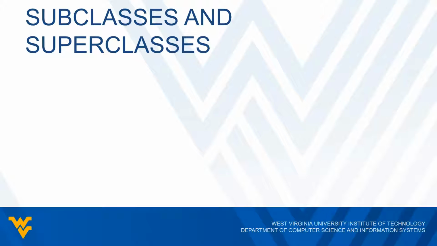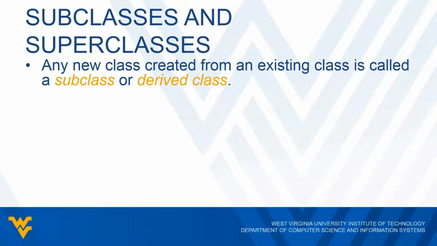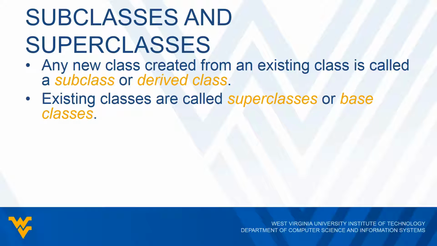Whenever we're dealing with inheritance, we need to have this distinction between the original class and the new class that we create. We're going to say that any new class that we create from an existing class, we're going to call a subclass or derived class. I'm probably going to use subclass a lot in this course. And then the existing class or the original class is what we call the superclass, or also called the base class. Once again, I'm probably going to use superclass over base class.